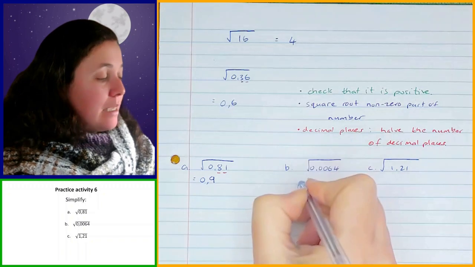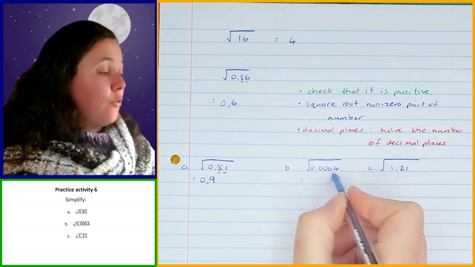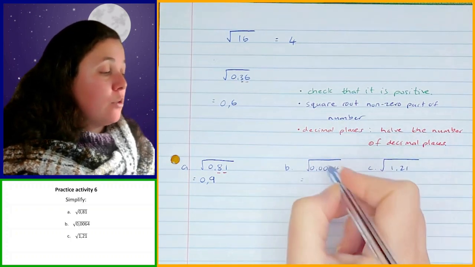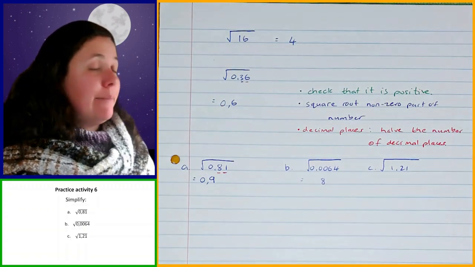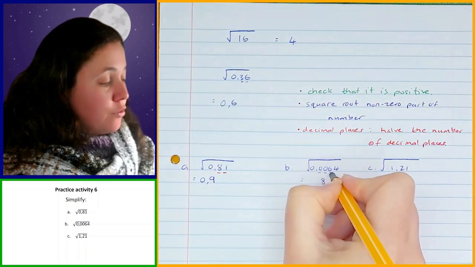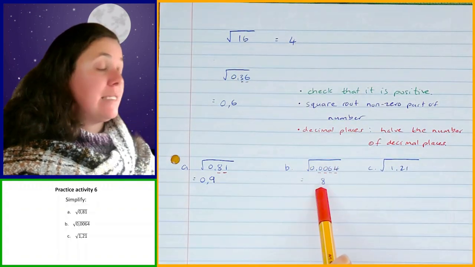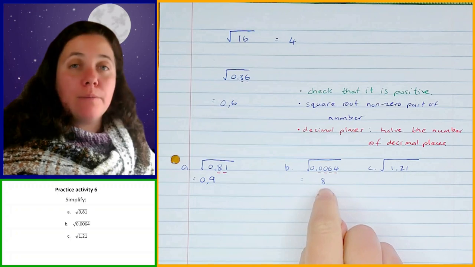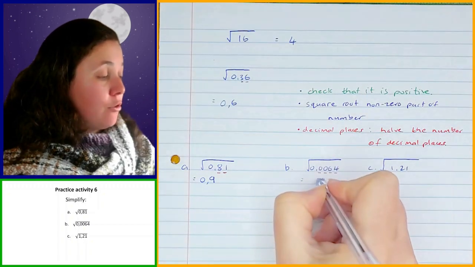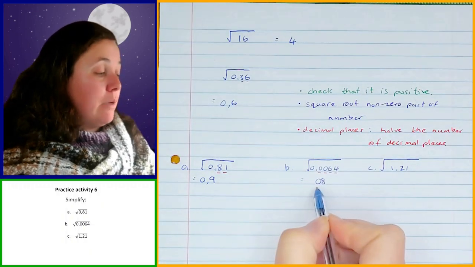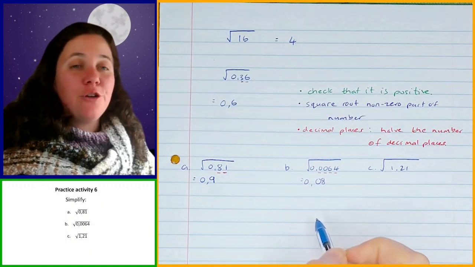For question B, again, I check it's positive, so that's fine. Now I'm going to square root the 64, which is my non-zero part of it, and that gives me 8. But now let me check how many decimal places I have. I have 1, 2, 3, 4 decimal places. So that means that if I halve that, I should have 2 decimal places in my answer. Now this is only 1 digit, so I need an extra digit for my decimal places. I'm going to put in an extra 0 over here. So that's going to be my second decimal place. And then I also need to have my comma and my 0 before. Okay, so that's what you should have for question B, 0.08.